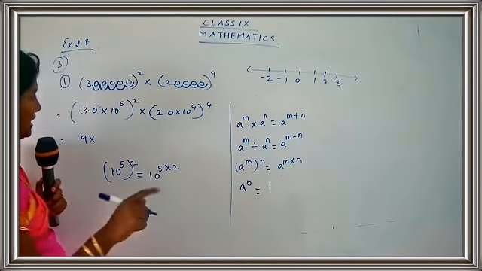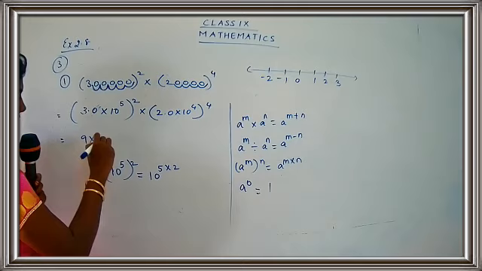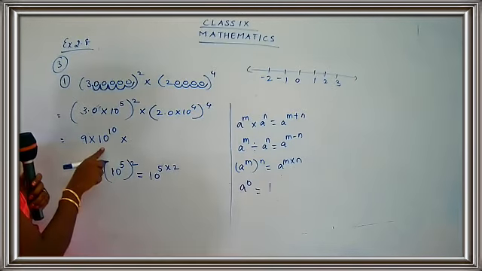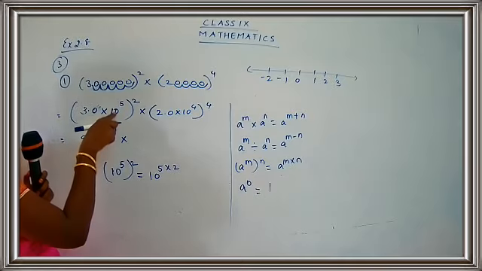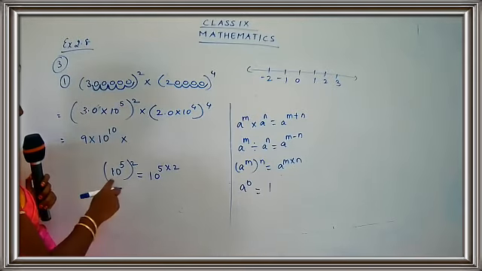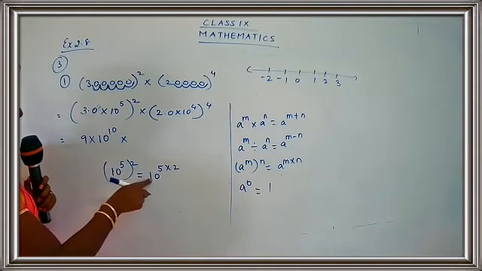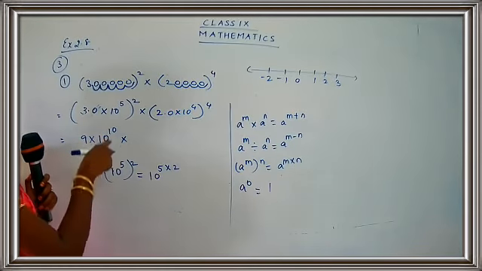So what is the answer, children? It's 10 raised to 10. I'll just write down the answer here. It's 10 raised to 10. I hope you are clear with this step. How do I get 10 raised to 10? I have to multiply both the powers. So 10 raised to 5 the whole square. That's 10 raised to 10. I get 10 raised to 10.